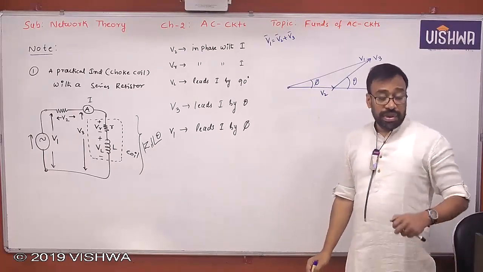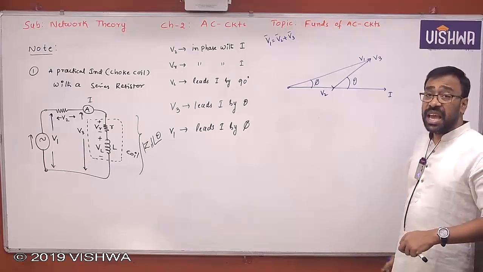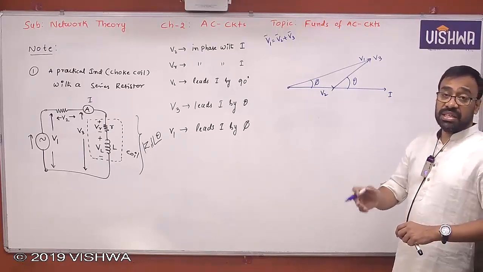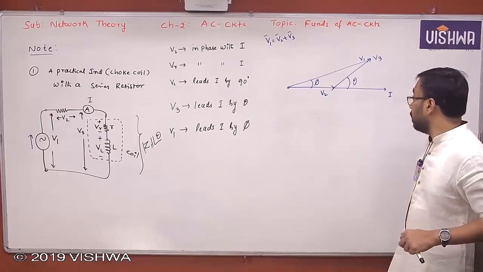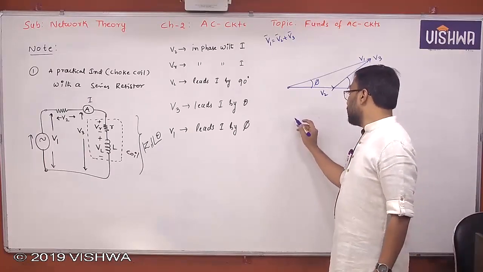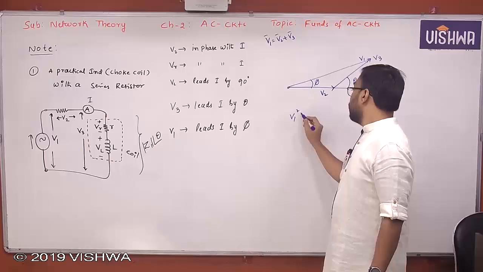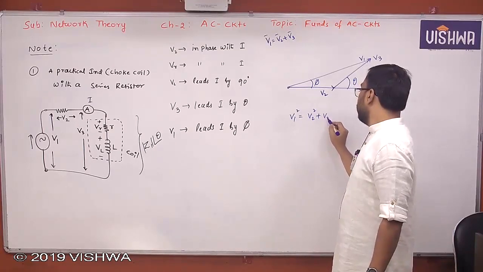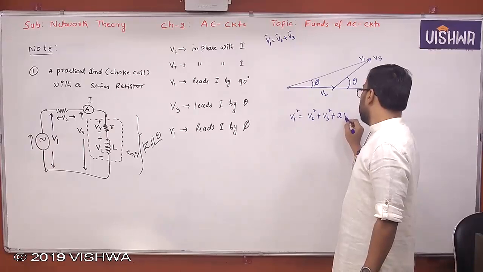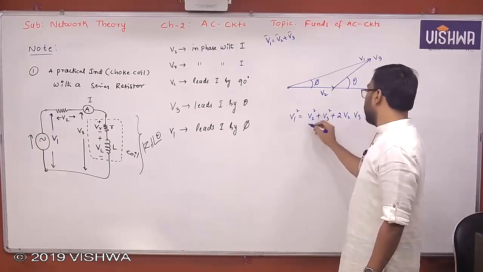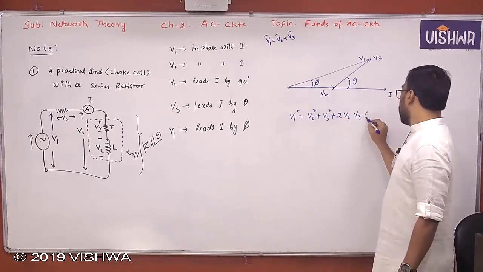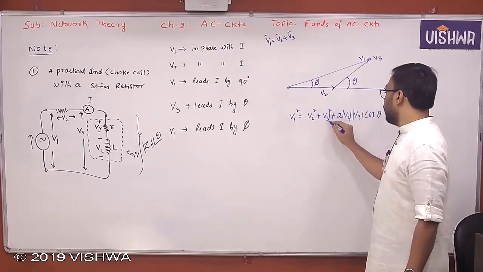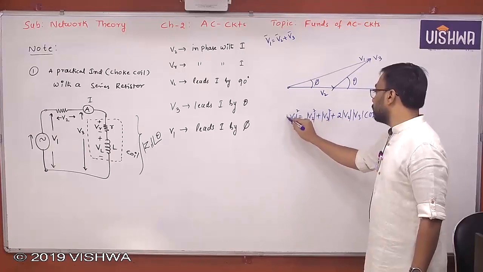Clear? When you have phasor A, phasor B, and the resultant phasor is C, I think we have already seen the parallelogram theorem, the formula we know very well. So here, V1 square is equal to V2 square plus V3 square plus 2 V2 V3 cos theta. All are magnitudes, okay? Yes or no, all of you? Even if I do not mention it, all are magnitudes, don't forget that.